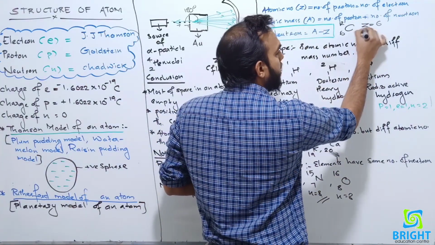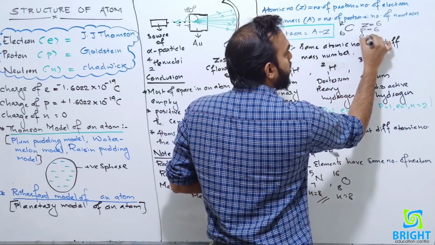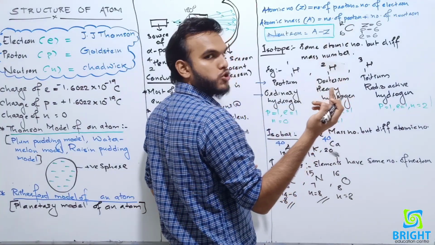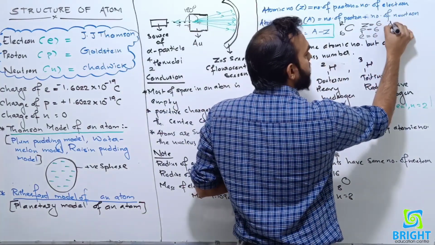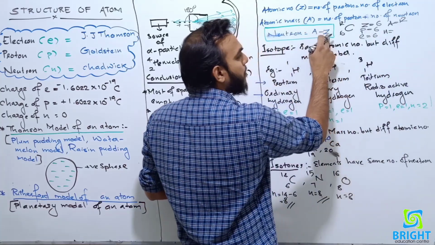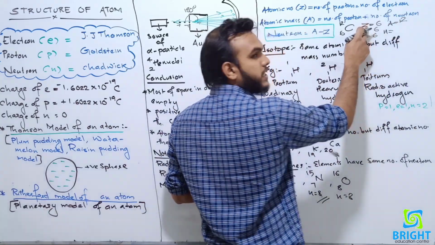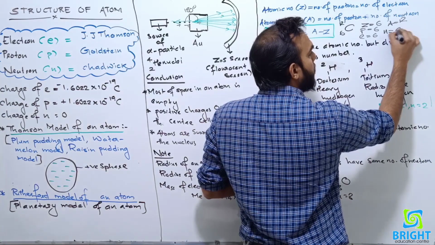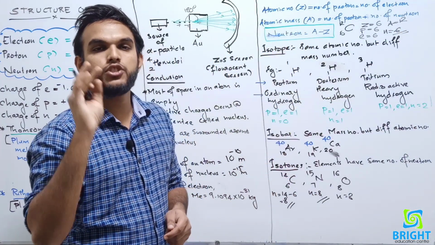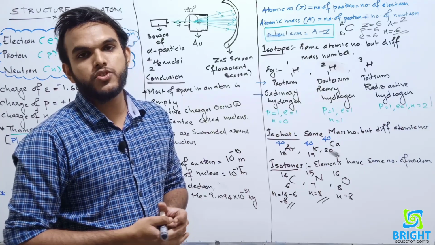That is, proton P is equal to 6, E is equal to 6. Then what will be the mass number? It is already given, A is equal to 12. Then you have to find the neutron. Neutron is equal to A minus Z, where A is 12 and Z is 6. That is 12 minus 6, which is equal to 6. This is a method to find the proton, neutron, electron, atomic number and mass number in an atom.